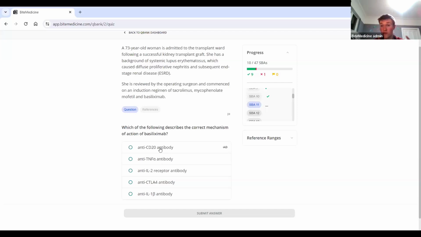Anti-CD20, that one I think should ring bells for people. That's rituximab, but it could also be basiliximab. I don't know. IL-2 receptors I know are important with transplants. That's where I'm putting my money. Not sure what an anti-IL-1 is. I think that's just interleukin-1, which I think is also used in some rheumatological conditions. So I'm thinking interleukin-2, could be CD20.